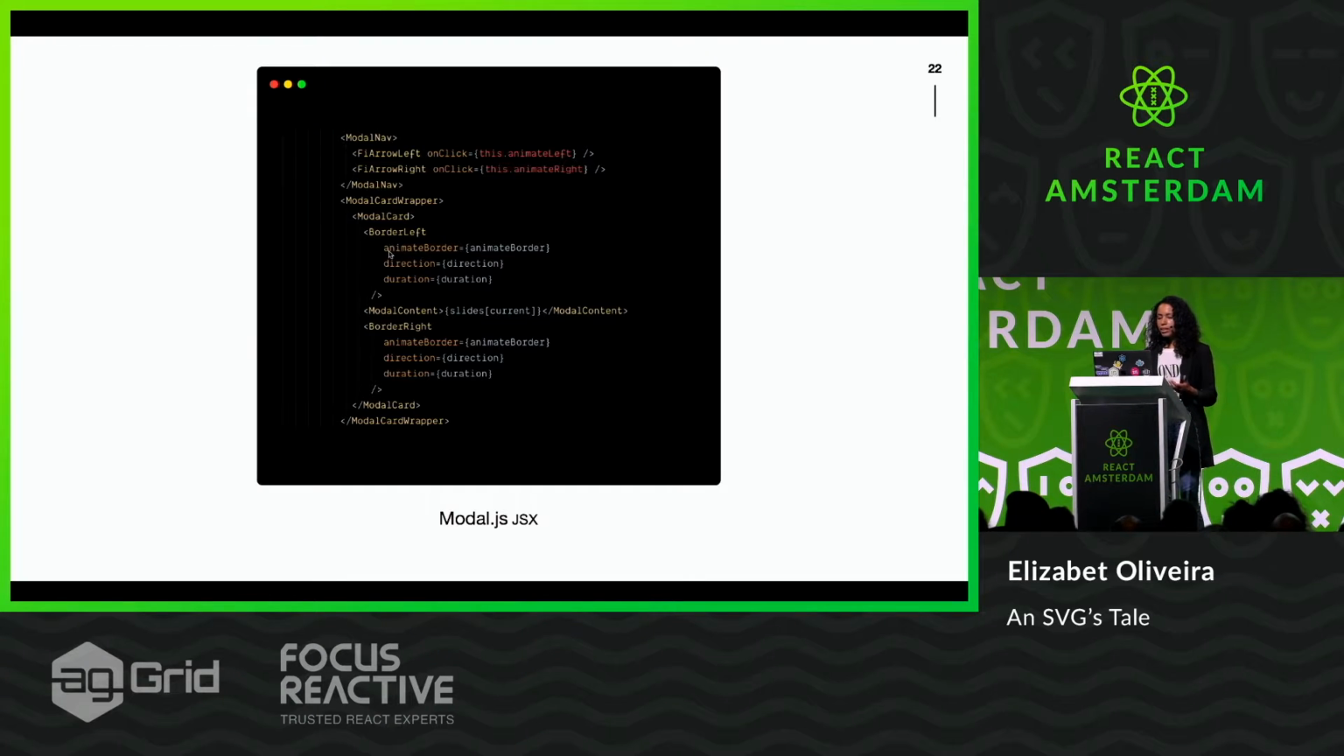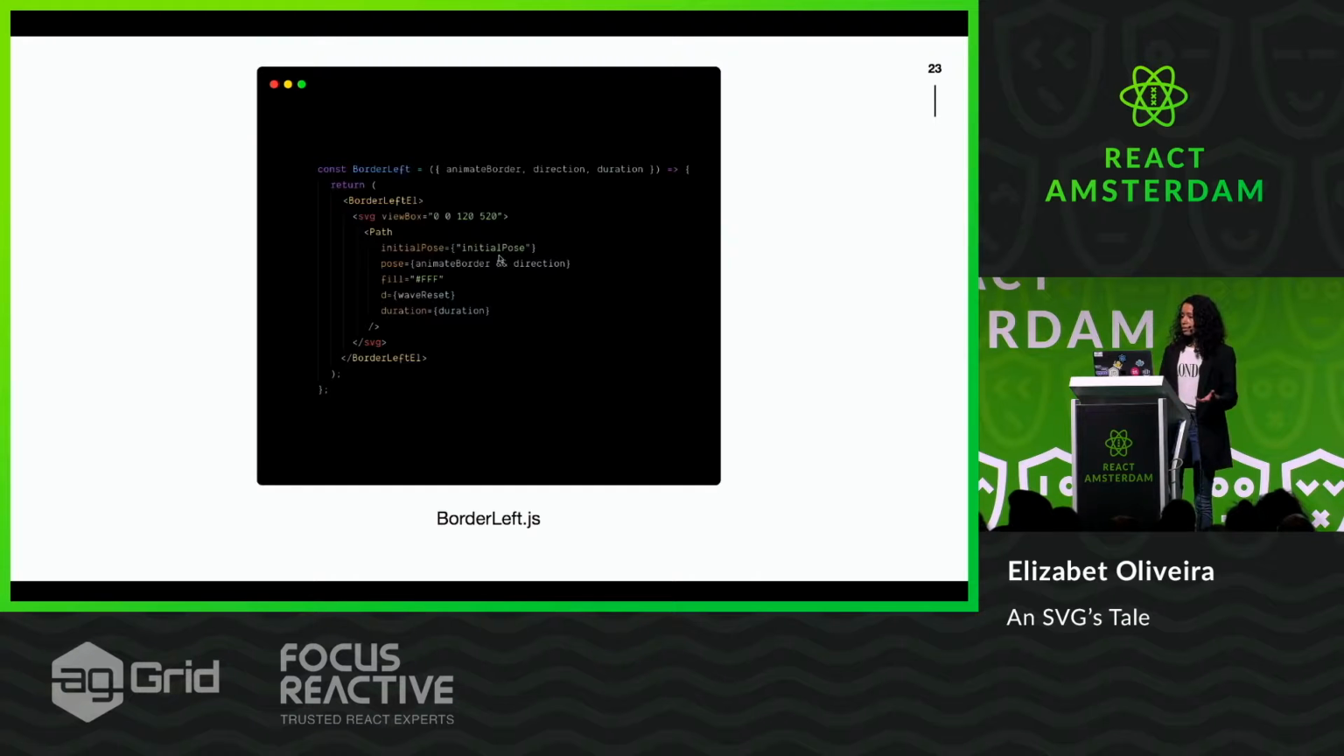And then this is the JSX of the modal. Inside I have the components border left and border right. They are basically SVGs. Then I have the on-click on the arrows, where I perform the animation left and right, and I'm passing all these props to the border components. So basically I'm saying what the direction is, the duration, and whether animate border is true or false. So this is the SVG. As you can see, it's very simple.